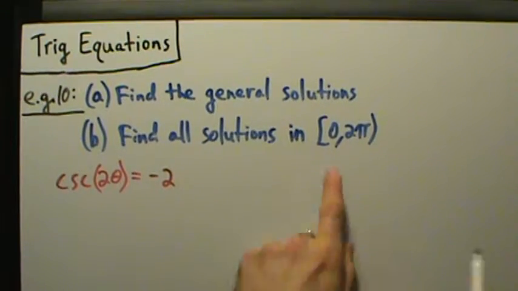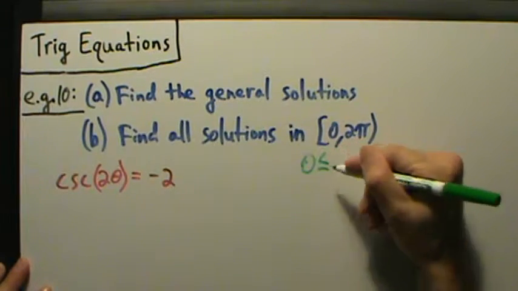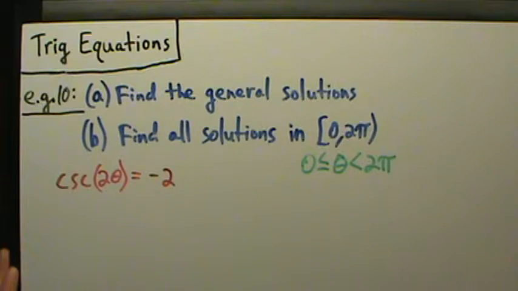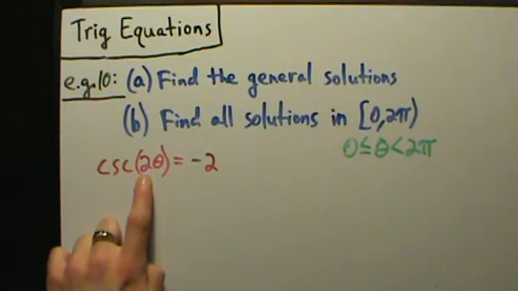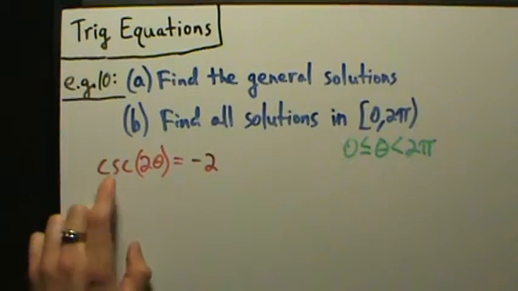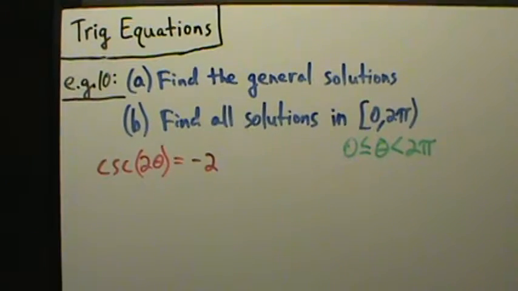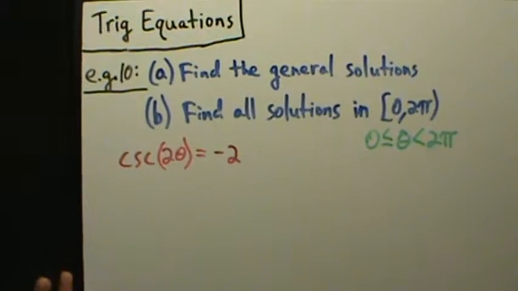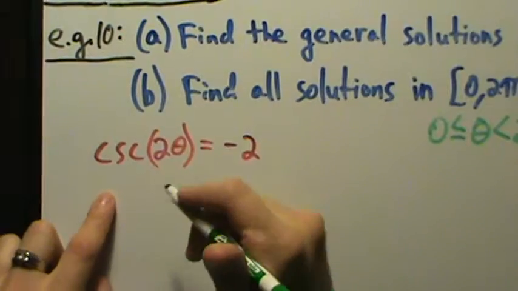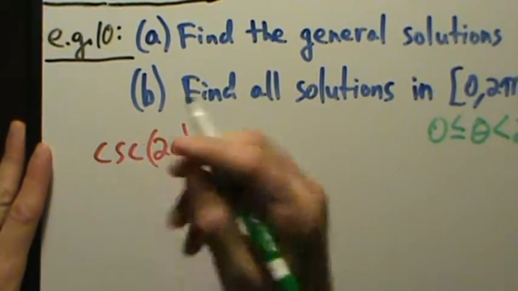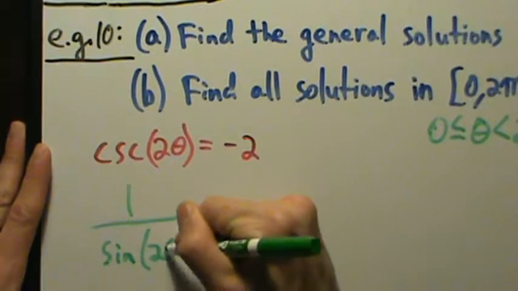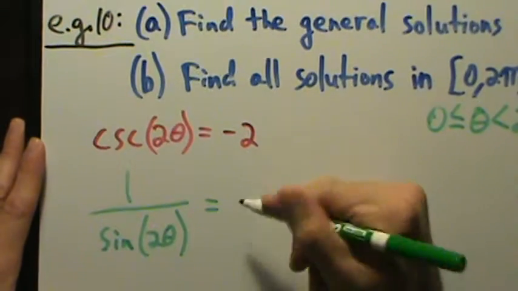And again, the way this is written, it just means 0 is less than or equal to theta, strictly less than 2 pi. Okay? So here the 2 inside of the cosecant is complicating things a little bit. And then also we have a cosecant, which we haven't had in trig equations before. But to handle that, we just have to convert to sine. Cosecant is the reciprocal of sine. So cosecant of 2 theta is actually 1 over the sine of 2 theta, and that still equals -2.